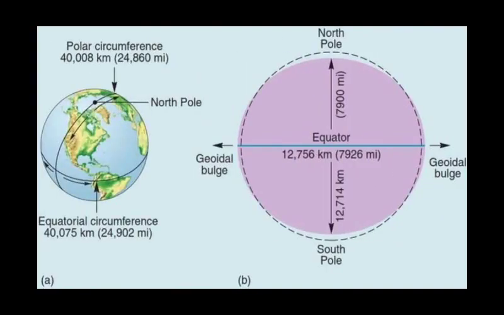Now, the size is also visible from this one particular diagram. We can see the equatorial diameter as well as the polar diameter. The polar diameter, that is from north to south, is 12,714, which is slightly less than that of the equatorial diameter. Not only that, the circumference on the left side figure is written on the top. The polar circumference is approximately 40,008 kilometers, and the equatorial circumference is 40,075 kilometers. So that much is the size of the Earth.